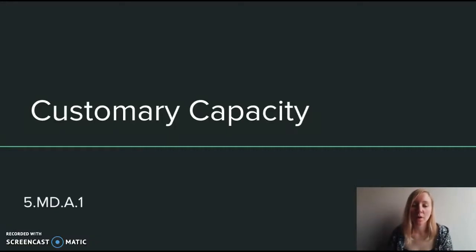Today we are going to talk about customary capacity. Before we start, make sure you have a paper and a pencil so that you can take notes while we go along.